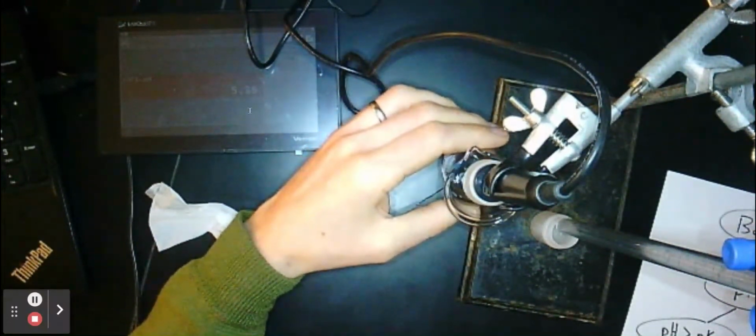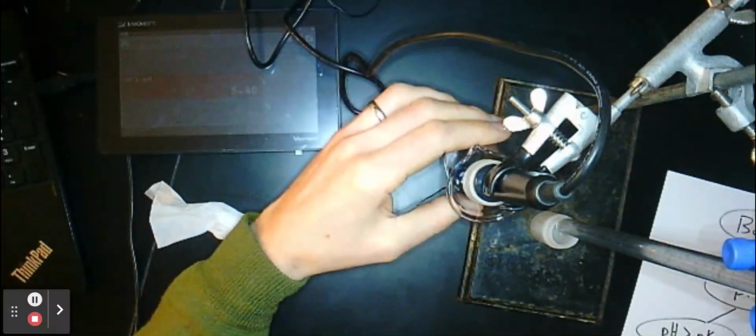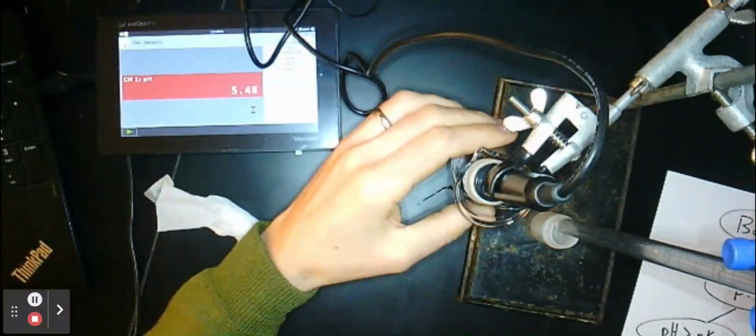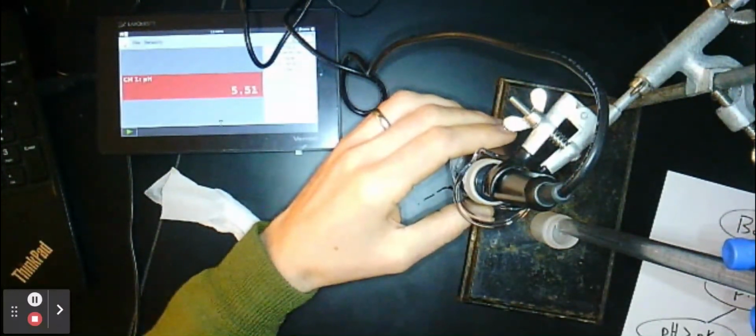Let's do another one. Here's a different solution, and you can see now my reading is above my pKa. Therefore, that tells me, hey, I've got more conjugate base in this solution than I have weak acid, because my pH is above my pKa. And that's how they're related and how it's useful.